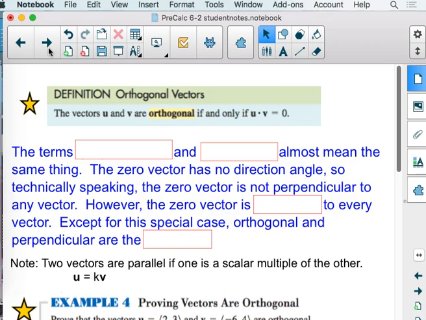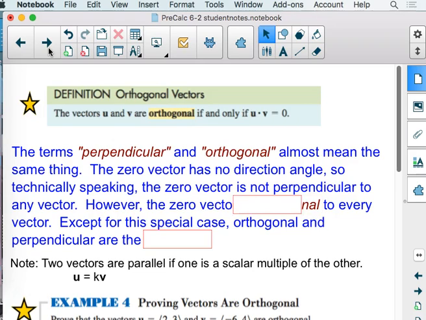That's going to work. So the terms perpendicular and orthogonal almost mean the same thing. Not completely and totally. And that's because of the 0 vector. The 0 vector kind of messes things up. This works for everything else, but the 0 vector doesn't have a direction angle. So technically speaking, the 0 vector is not perpendicular to any vector. So it's one of those things where we have kind of this little disclaimer. Yes, they are orthogonal if u times v equals 0, unless one is the 0 vector. That's the little piece right there.